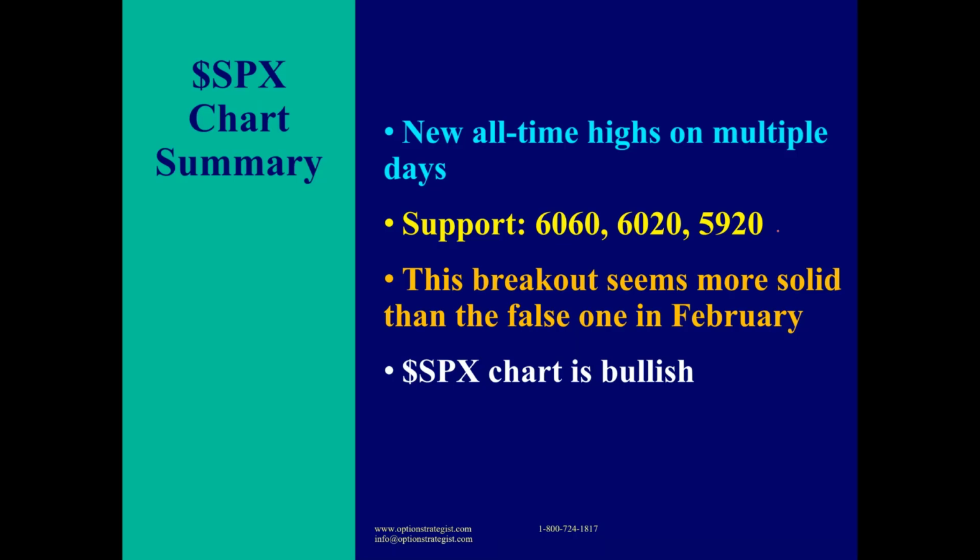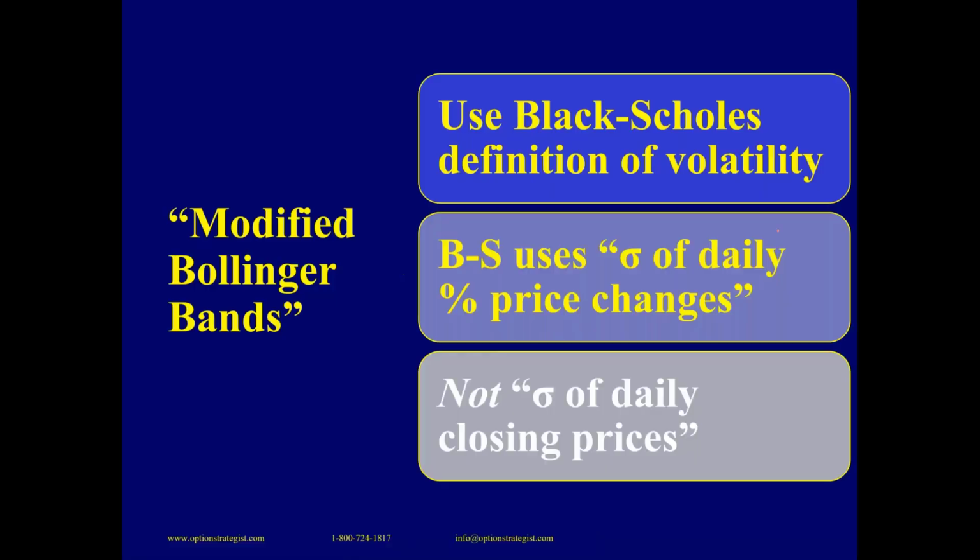60-20, that's the bottom of that gap, and then 59-20. So this chart is bullish. Obviously, anything breaking at the new highs is bullish. A friend of mine used to say that the Wall Street Journal publishes a list of the greatest momentum stocks every day. It's called the new high list. And that's sort of true. If you're just concentrating on those, you're probably going to be in some good, strong upward momentum.